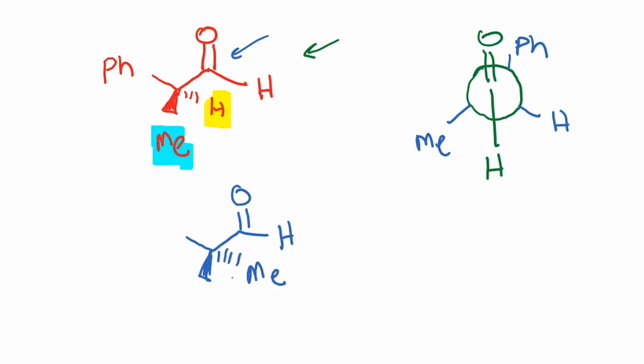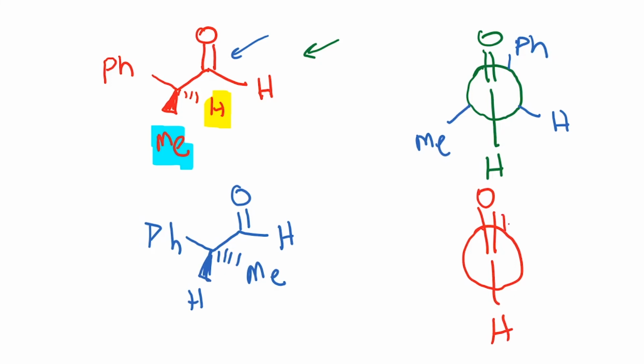So the methyl is over here, hydrogen is over here, and phenyl ring is here. So the way this conformation is drawn is that the C double bond O is up, H is here, the phenyl ring, as you can see, remains over here, and the green hydrogen and the purple methyl group are going to be important.